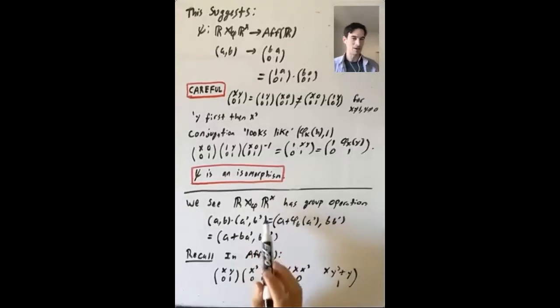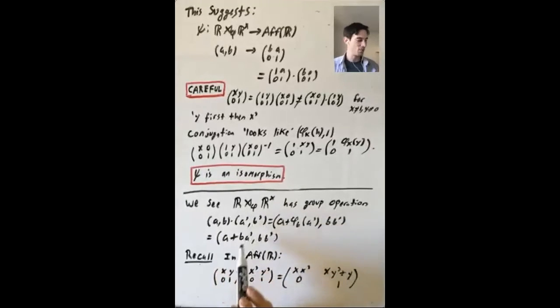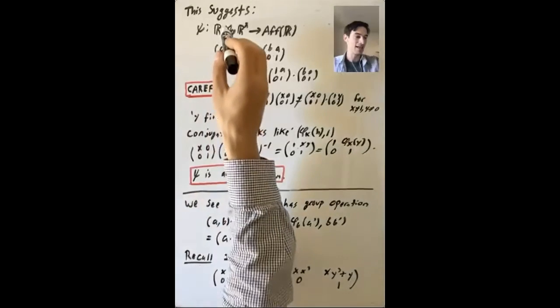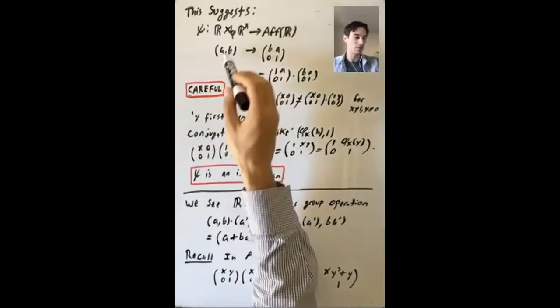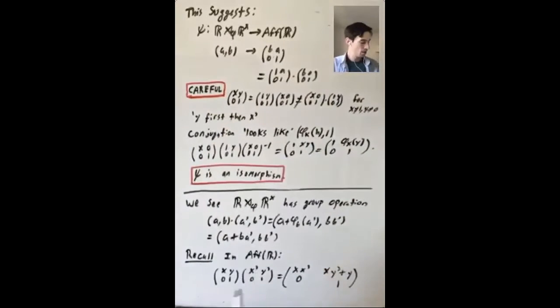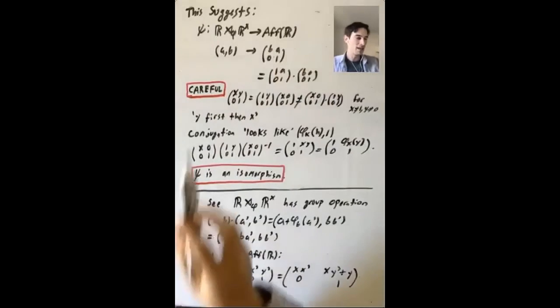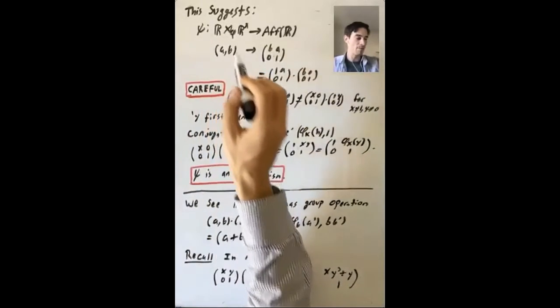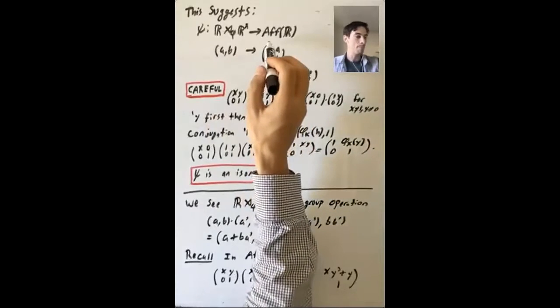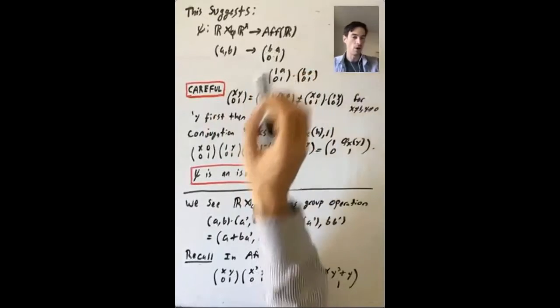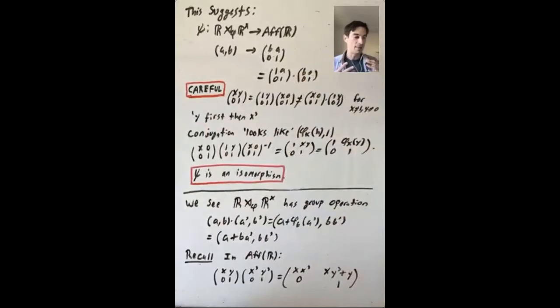So we have this semidirect product, and we've seen that the group operation looks a lot like the group operation in this affine group over R. This suggests taking a map from the semidirect product to the affine group, where you take a pair (a, b) to a matrix in this group. And the sort of tricky idea is we want to take the pair (a, b) to be b, a, 0, 1. So why is that?